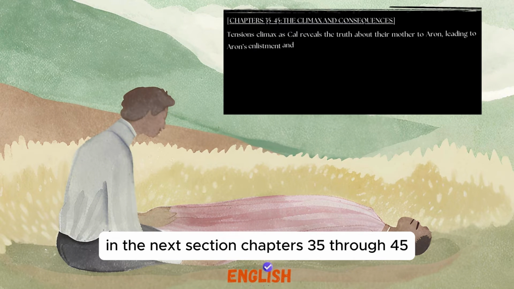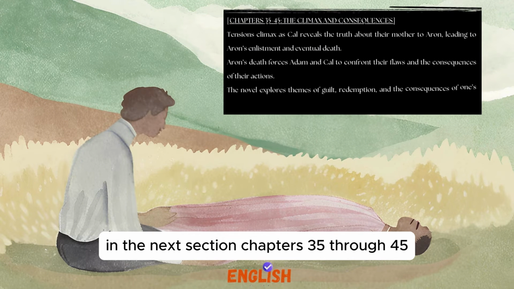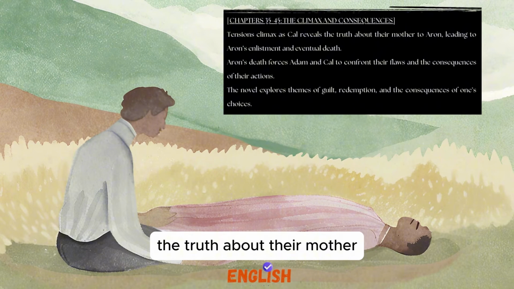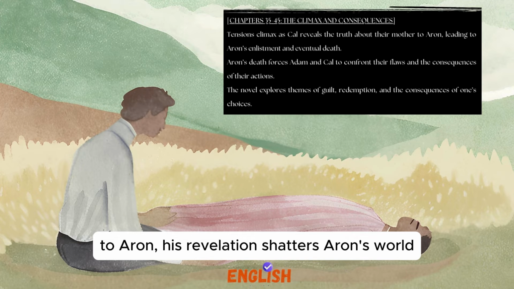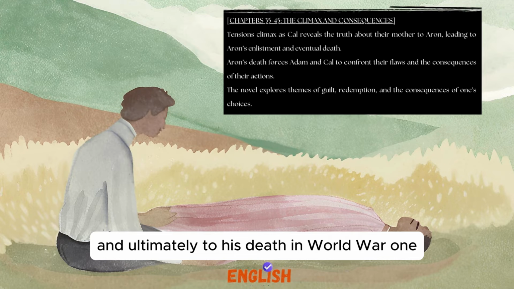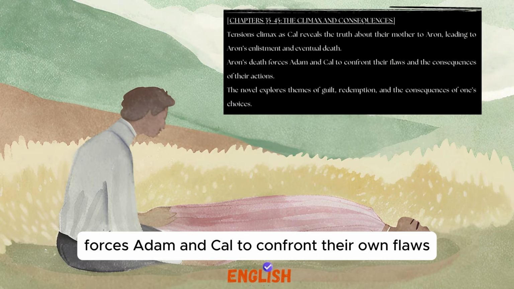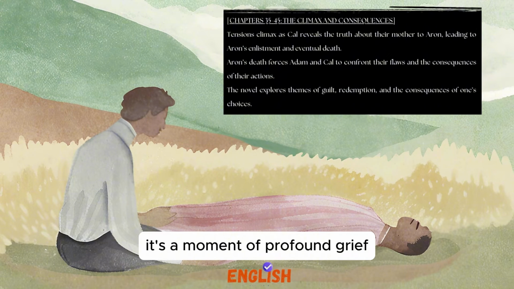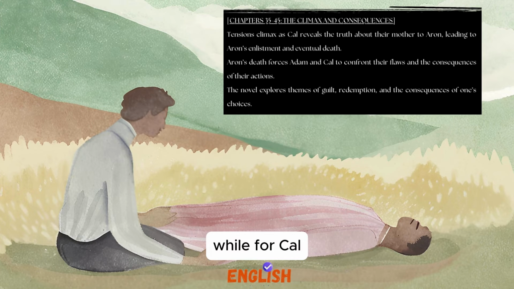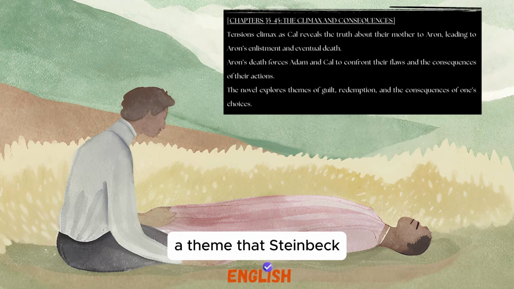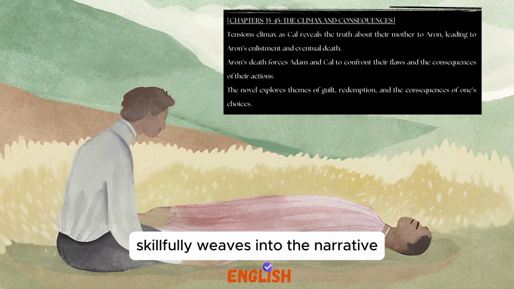In the next section, chapters 35 through 45, tensions rise as Cal's jealousy drives him to reveal the truth about their mother to Aaron. This revelation shatters Aaron's world, leading him to enlist in the army and ultimately to his death in World War I. Aaron's death forces Adam and Cal to confront their own flaws and mistakes. For Adam, it's a moment of profound grief, while for Cal, it's the beginning of a path toward redemption, a theme that Steinbeck skillfully weaves into the narrative.